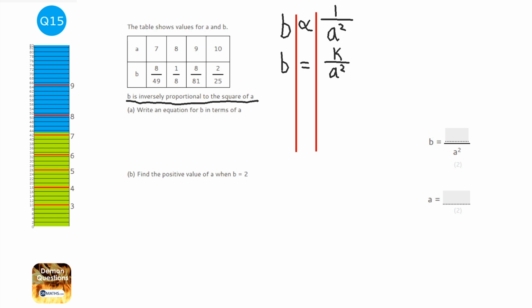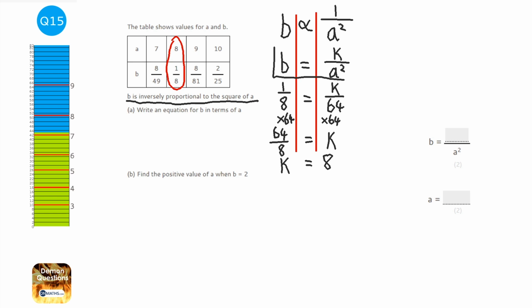Now looking at these options, I kind of like this one the best. It's kind of simple. I like a nice simple fraction, 1/8 and 8. Okay, I can work with that. So it says B is 1/8, so I'm going to substitute in B is 1/8. And K we are trying to find out, and it says A squared, so it would be 8 squared, which would be 64. So I'm going to times both sides by 64, so I can find what K is. So it becomes 64 over 8 equals K, so therefore K is equal to 64 divided by 8, which is just 8.